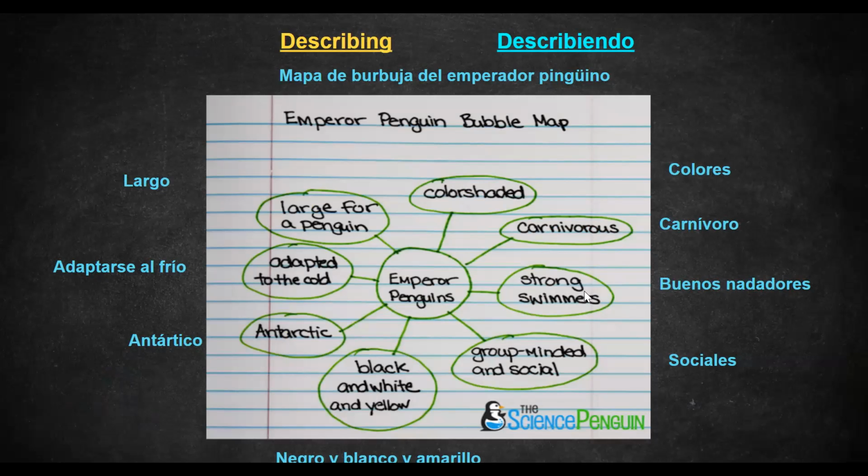For example, this bubble map on emperor penguins shows adjectives to describe our penguins. Students should be able to recall and produce adjectives such as colors, size, numbers, and more. You can see the subject, emperor penguins, in the middle. And you can see the adjectives and describing phrases in the surrounding bubbles, such as large, adapted to cold, and strong swimmers. You can also see other adjectives such as the color, size, and the habitat.